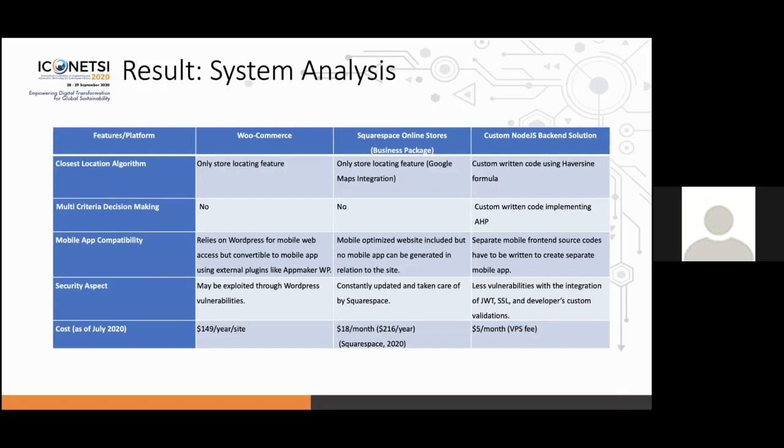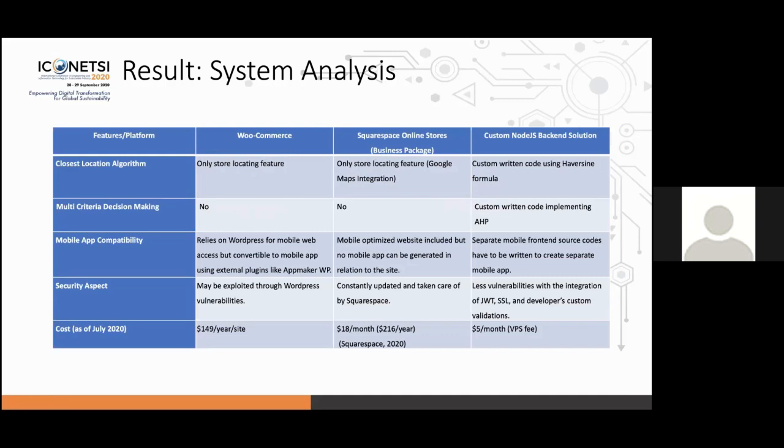So the ready-to-use e-commerce solution is currently handled mostly by WooCommerce, and second is ranked by Squarespace. Here, we can see that these two approaches are not suitable for multi-criteria decision-making. And in the custom Node.js backend solution, we have to write our own code.